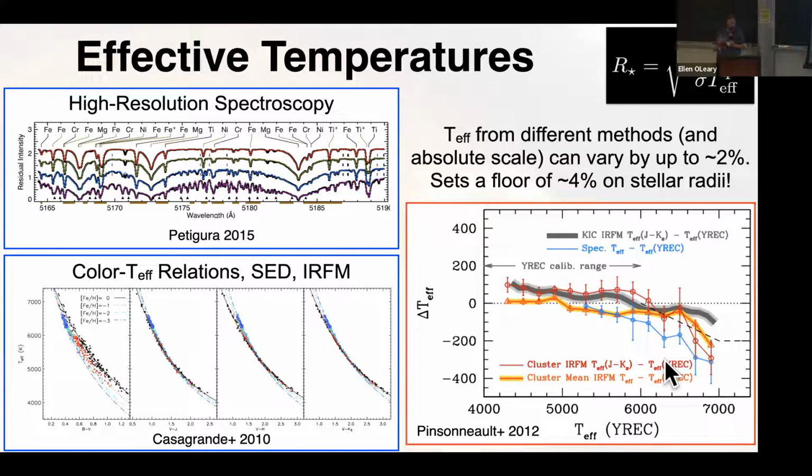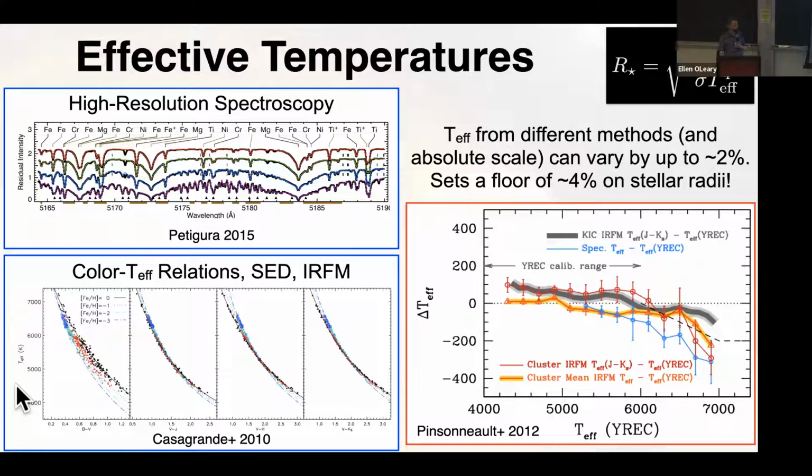And so two very popular methods to do this is that, for example, you take a high resolution spectrum of your star, which is shown up here. You measure the depth of the absorption lines, and the relative depth of these absorption lines tell you something about the temperature and, in a sense, the effective temperature of the star.